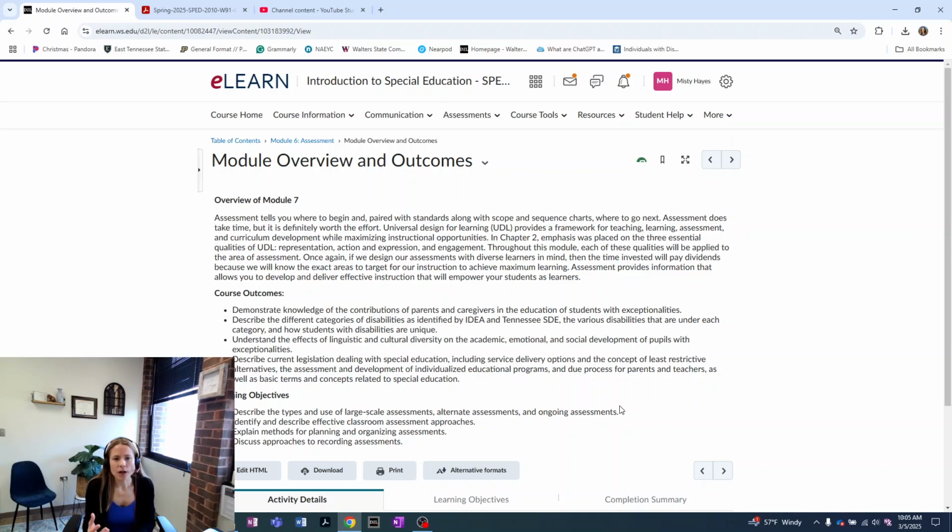So if you think back in Chapter 2, it really talked about the 3 essential qualities of Universal Design for Learning, which was representation, action and expression, and engagement, okay? So throughout this Module 6 of assessment, you're going to see that these qualities are going to be implied in the area of assessment. Okay, so once again, when we design our assessments, we need to think about our learners and have them in our mind.